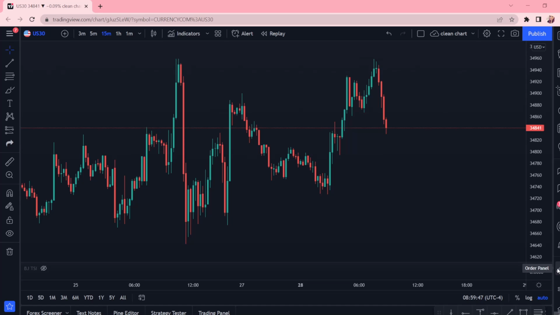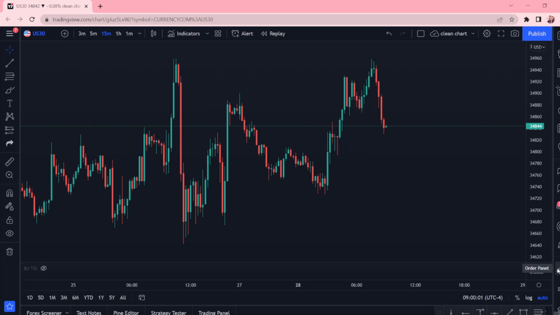I am on US 30 because I love US 30, so that's what I'm showing you. And I really am looking at this as far as how I would potentially trade today. I am on the 15-minute because that's just my preferred time frame, but marking up support and resistance and using trend lines is universal when it comes to time frames. You can use them on any time frame. The rules and the idea are still the same.